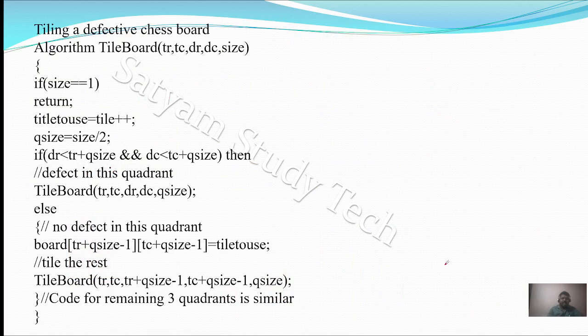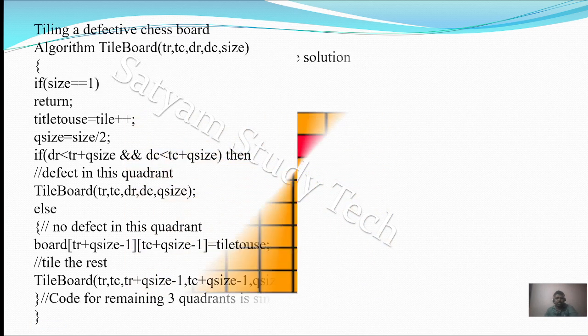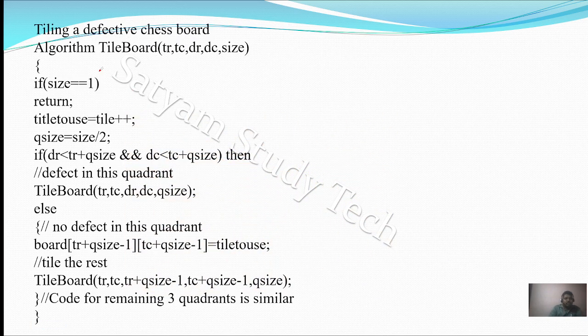Now this is the algorithm, you can see. So this is the algorithm for tiling a defective chessboard, the algorithm tiling board. Okay, so this is the top row. TR means top row. TC means top column. DR means defective row. DC means defective column. And the size of the chessboard.